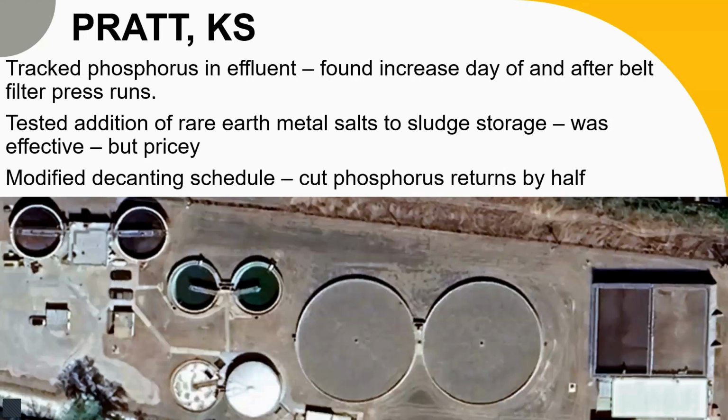Now they're only decanting for 4 hours. That means the air is on more, which has additional cost as well. But they end up flowing back about half of the phosphorus they were on a mass basis by changing the decanting. So in order to decant the same amount of fluid, they have to decant more frequently for shorter periods of time. So it's changing their plant workflow there is part of their response here.